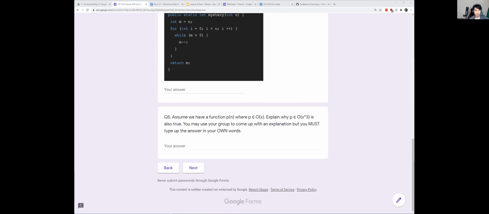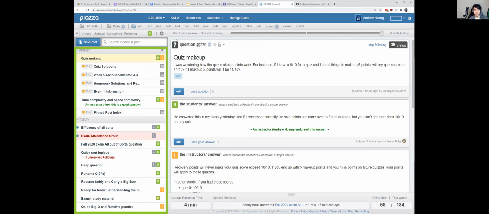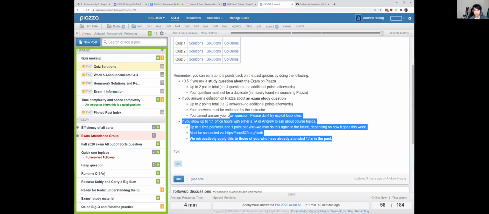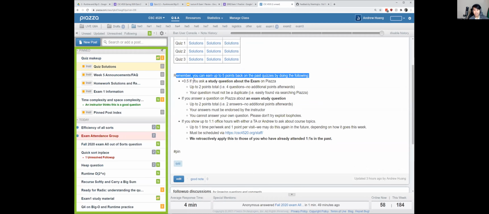Would I consider curving the last 3 quizzes? Why would I curve them? You get points back. The answer is no, because you can go ahead and just earn points back by asking questions, not for the homework, but asking questions to prepare for the exam. So that's a way to literally just earn points back that is not reliant on the rest of the class. So that should help a lot.